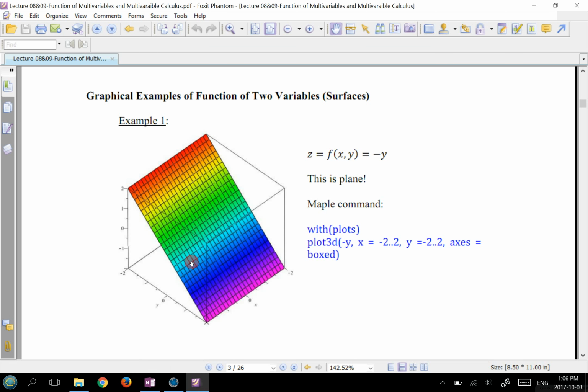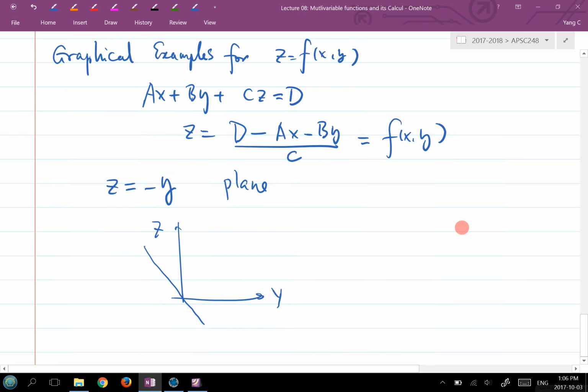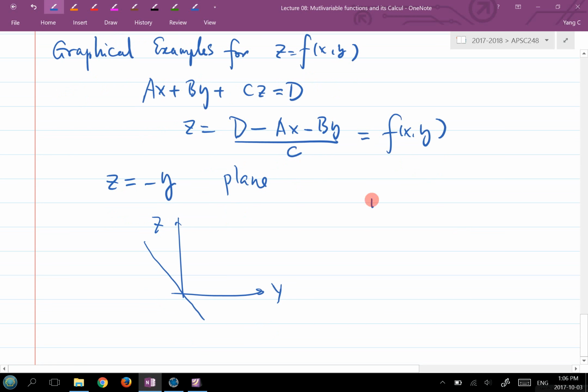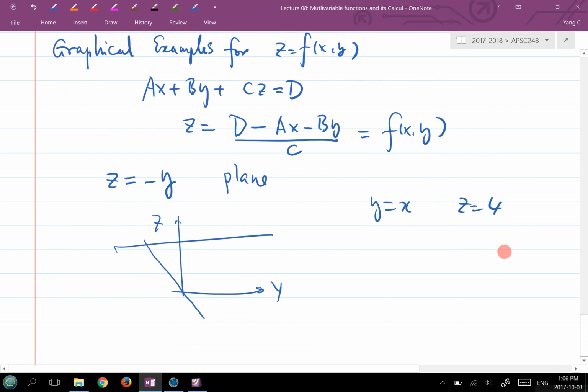Sometimes you only have a function of maybe like this, y equal to x. That's a function of two variables, a straight line. But in 3D, it's actually a plane. Or even just z equal to 4, like the example. That's a straight line, but then you extend that, and it gives you a plane. So that's something that you need to establish here. That's one example.